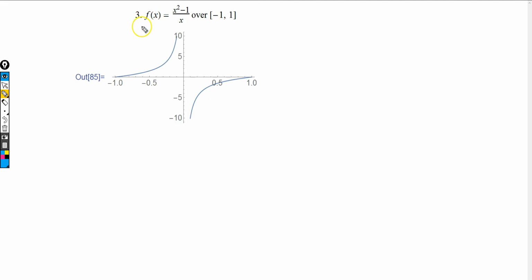Now here we have the function f of x equals x squared minus 1 divided by x, and we want to consider it over the interval from negative 1 to 1. So first thing we have to check out is it continuous over negative 1 to 1? So, well, we can see right away the answer is going to be no, because if we look at the denominator here, that's equal to 0 when x is equal to 0, and we see that 0 is in this interval. So f of x is not continuous over this interval, because f of 0 does not exist.